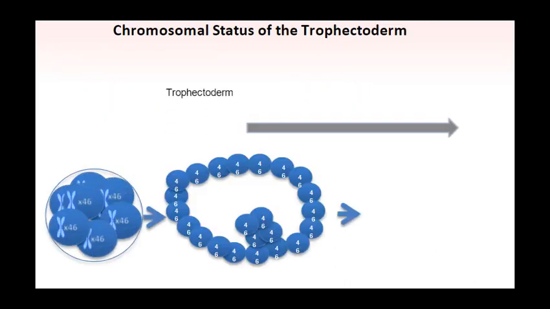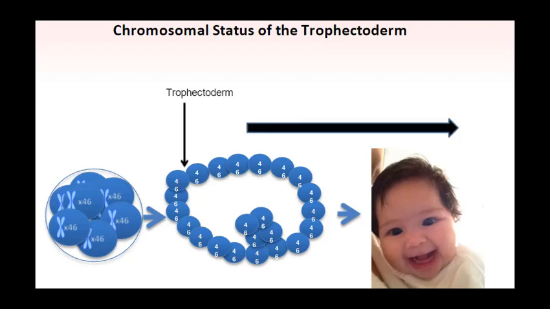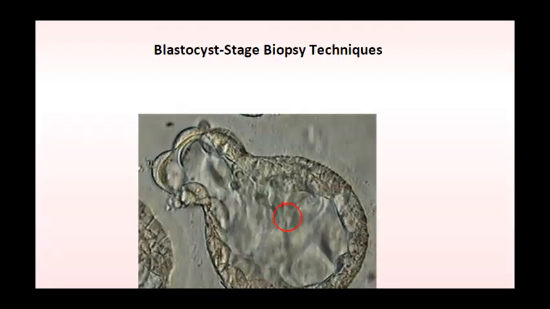Theoretically, the chromosomal status of the trophectoderm relates to the chromosomal status of the child. Different techniques can be utilized in conjunction with blastocyst biopsy.